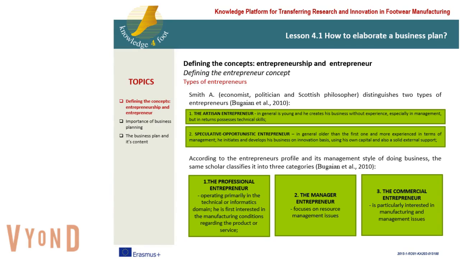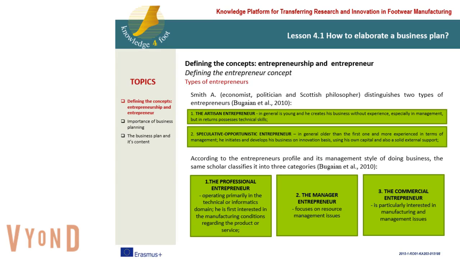The artisan entrepreneur, in general, is young and creates his business without experience, especially in management, but in return possesses technical skills. The speculative opportunistic entrepreneur, in general older than the first one and more experienced in terms of management, initiates and develops his business on an innovation basis, using his own capital and also solid external support.